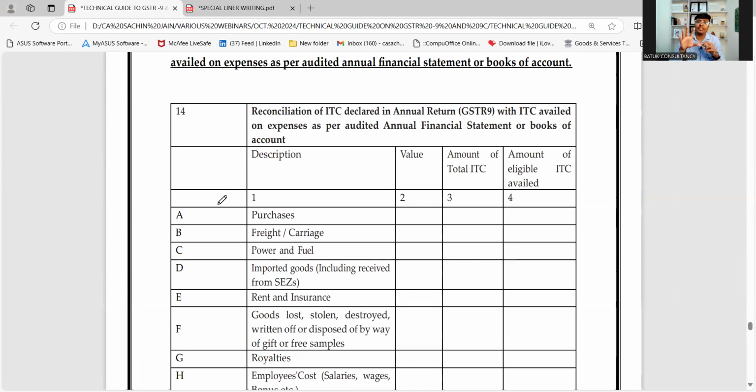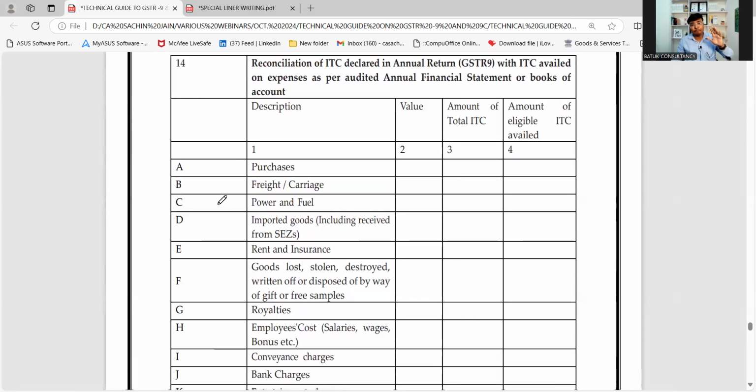And in maximum software, this is system generated. When you generate the input tax credit item wise from the accounting software, you will get the complete list item wise. Manufacturing expense related input tax credit, purchase related input tax credit, capital goods related input tax credit, freight related input tax credit. So you will get the PDF file very easily from the software. So in this particular table, you just need to do one thing.